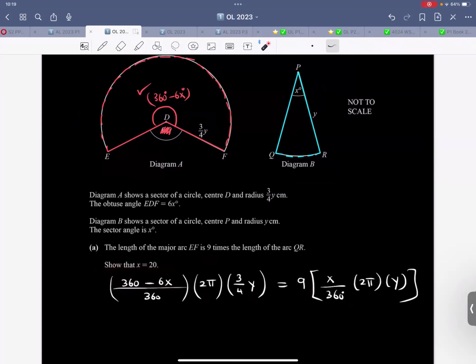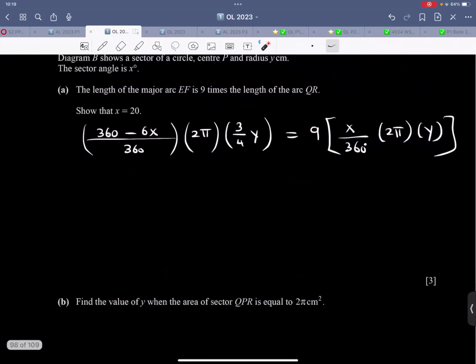Show that x is equal to 20. So the answer is already given, so you should not go wrong. First of all, let me get rid of 2 pi and 2 pi. The first thing is done.